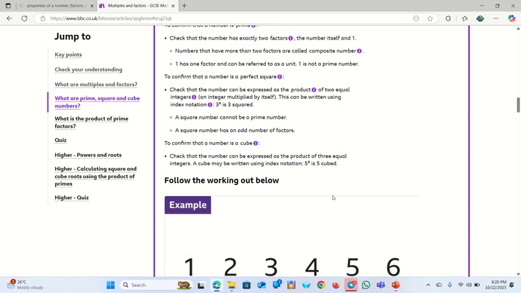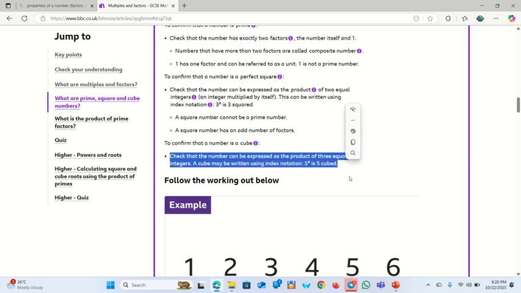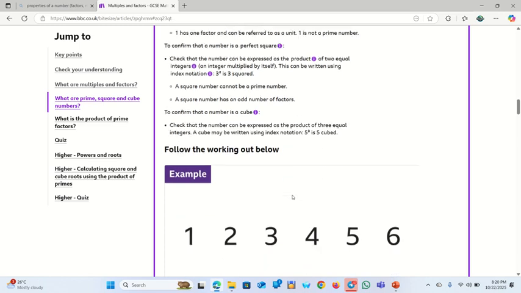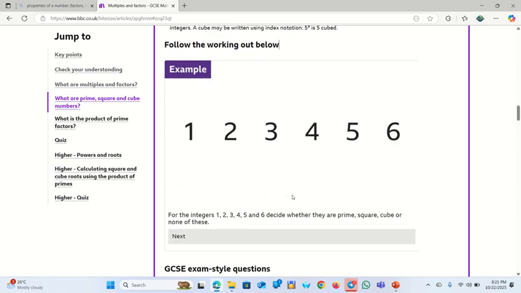So to confirm that the number is a cube, what are you going to do? Read out for me. What will you do? Check that the number can be expressed as a product of 3 equal integers. A cube may be written using index notation, 5 cubed. Okay. So you can see the difference between squared and cube as the first one is squared to its value. That of the cubic value will be multiplied in ratio of index in 3 places, right?